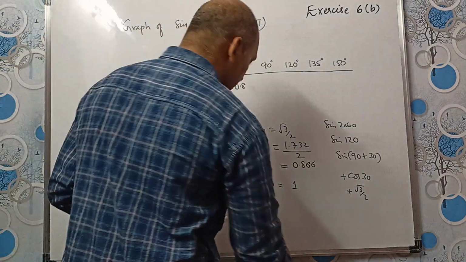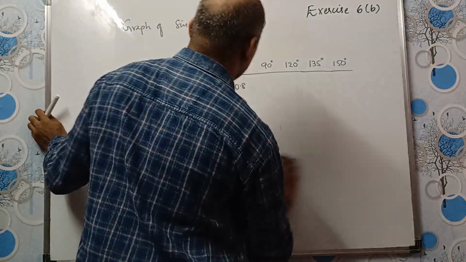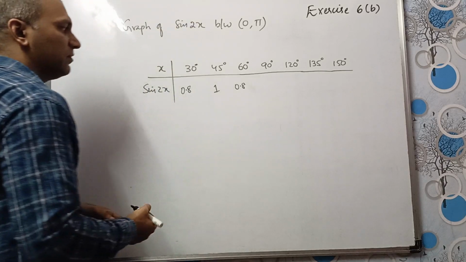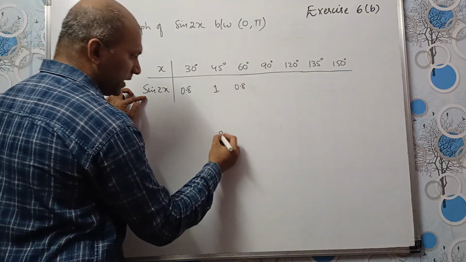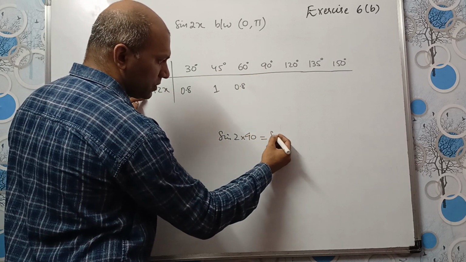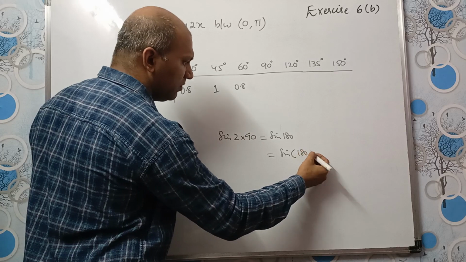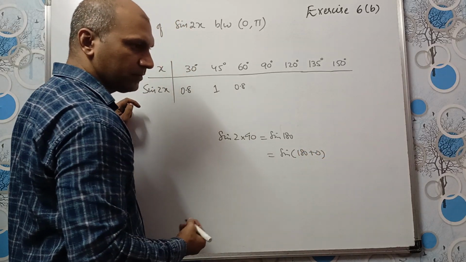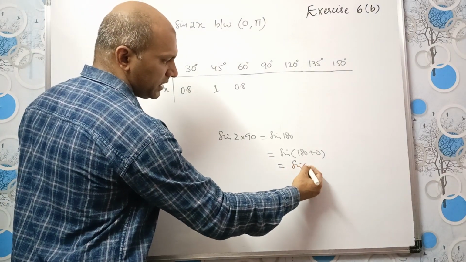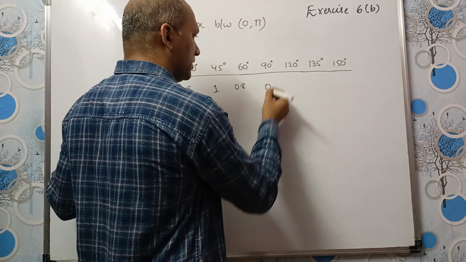Let us find the values of sine 2x when x is 90, 120, 135 and 150. Sine 2 into 90, so we have sine 180. Sine 180, we can write 180 plus 0. It will be equal to 0 only. Sine will not change. Sine 0 is how much? It is equal to 0. So this is 0.